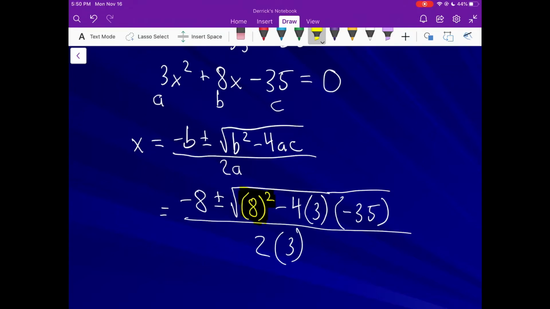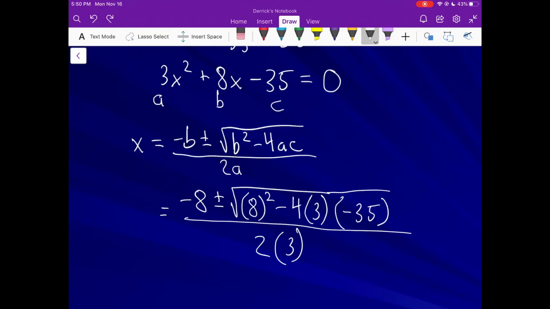The other thing I want to point out, please notice that this fraction bar is covering everything. Everything is being divided by 2 times 3. It's not just the stuff inside the square root. Both the negative 8 out here and the whole square root is being divided by 2a, or in this case 2 times 3. Those are the two common mistakes I see being made. They may still get made anyway, but at least I warned you.